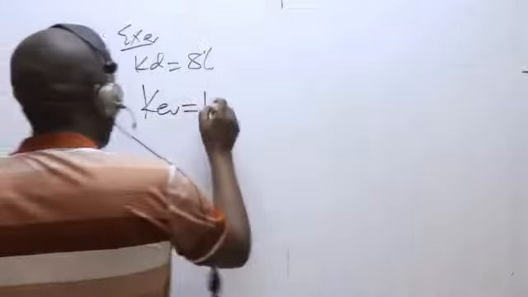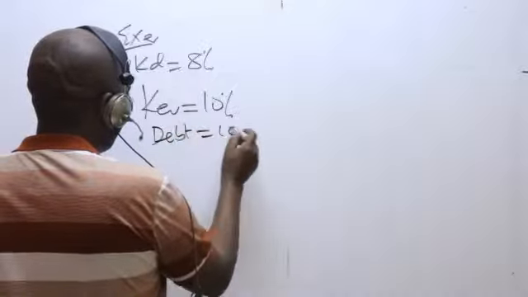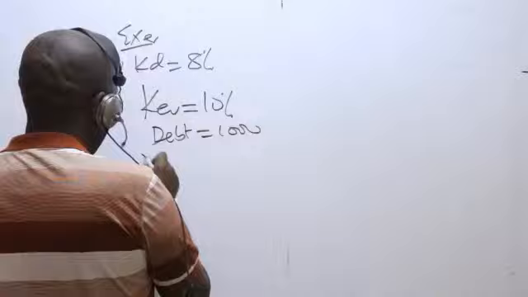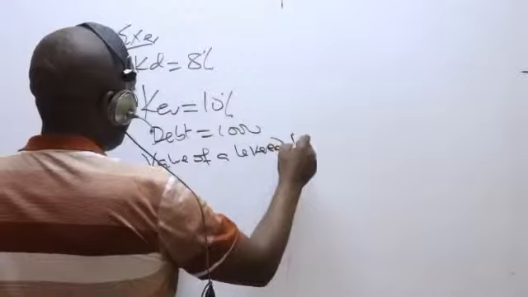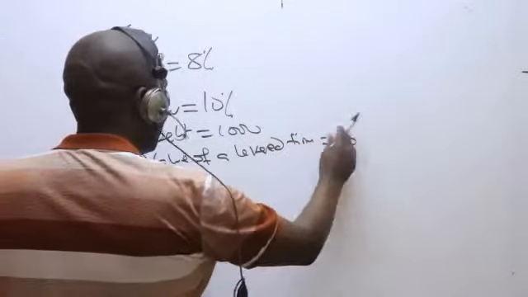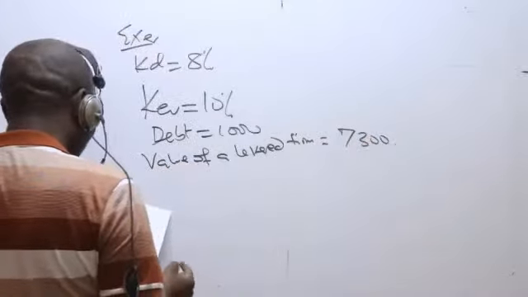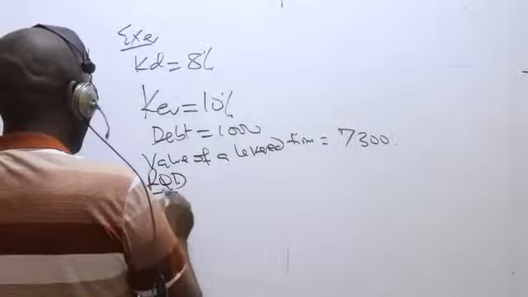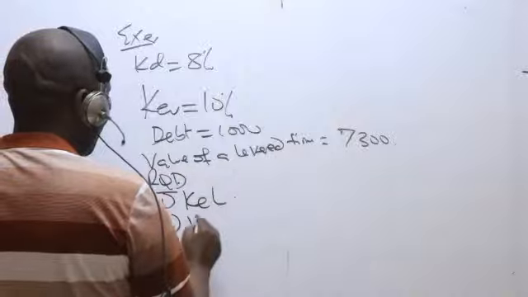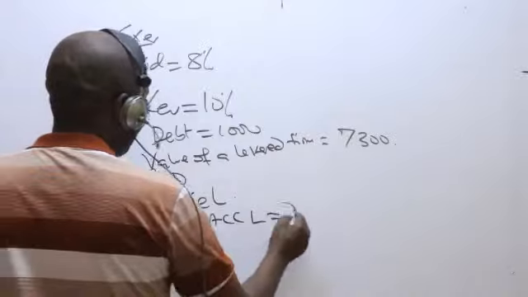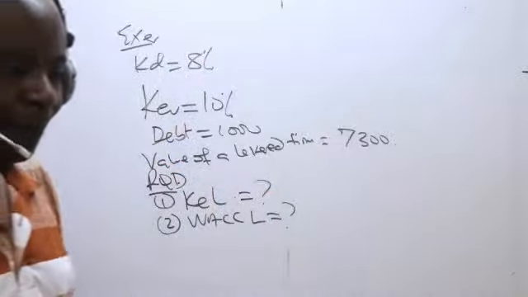They have given us KD is 8%. KU is 10%. Debt is 1,000. Value of a levered firm, 7,300. Required, number 1, KEL. Number 2, WACC of a levered firm. Those 2. In 3 minutes, we should be able to finish those 2.